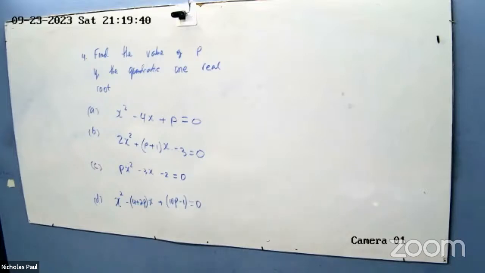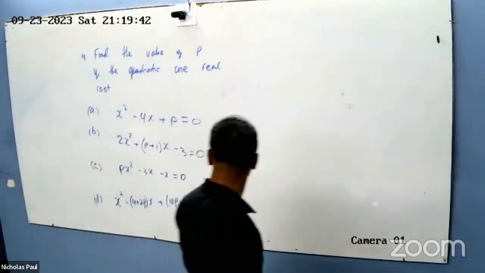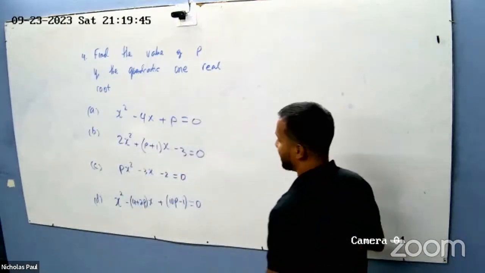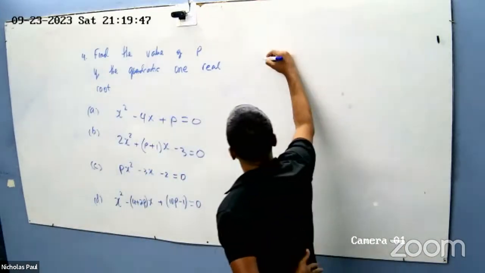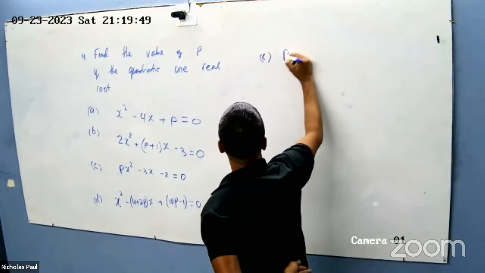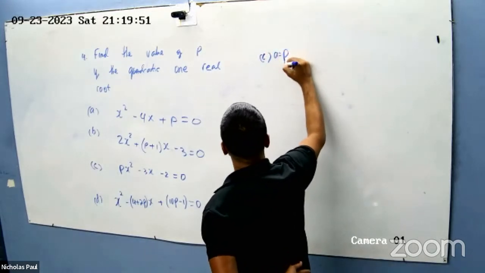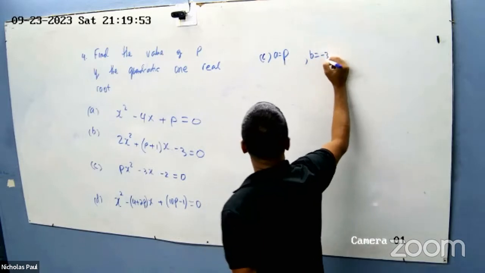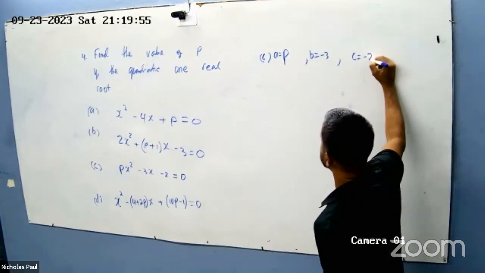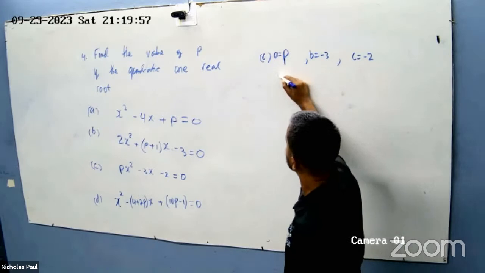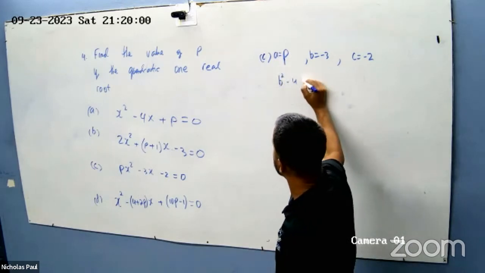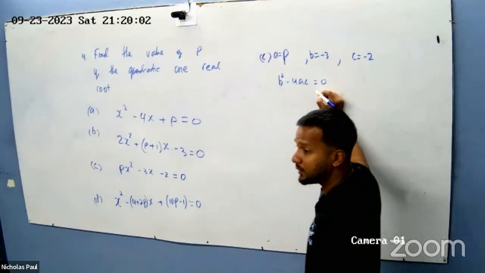Message your answers for C. So C would have been P. A is equal to P, B is equal to -3 and C is equal to -2. And again, we're using B squared minus 4AC is equal to 0 to show it has one root.